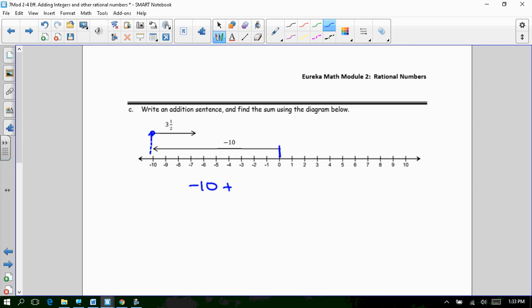And I'm going to add 3.5, right? I'm going to add 3.5 to that. All right, where does that end? Where is that answer? It doesn't end in a nice spot. We're actually going to have to do the math.